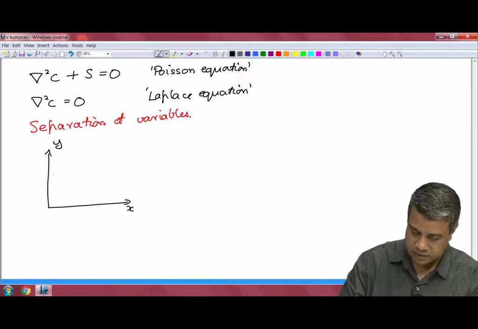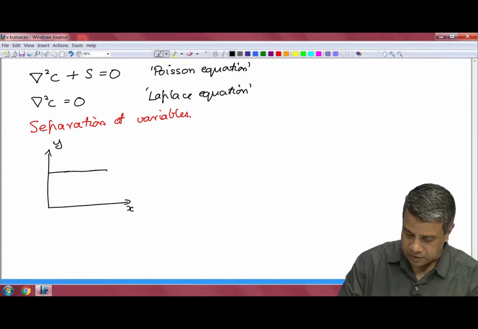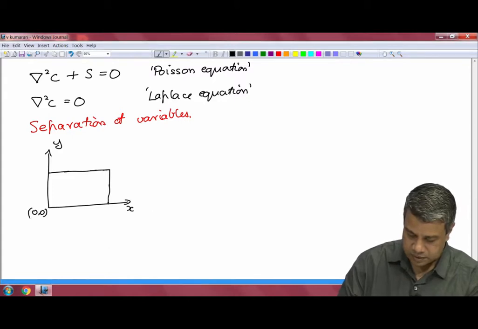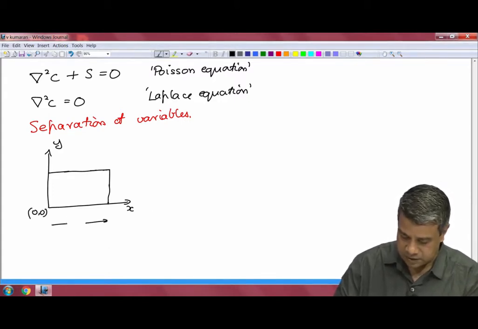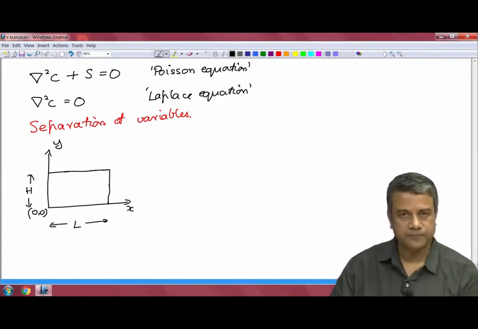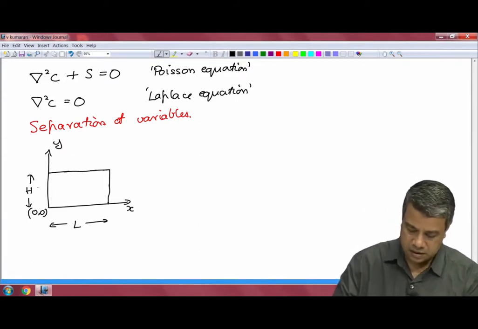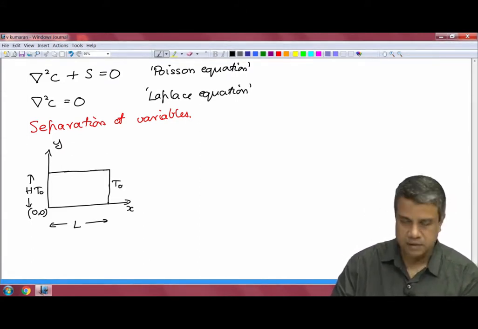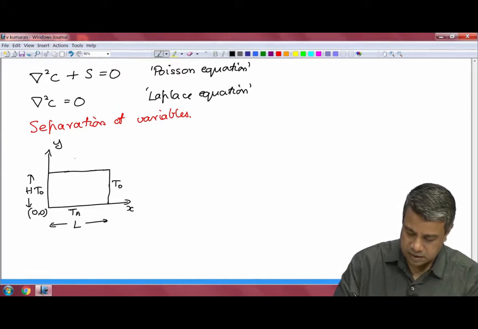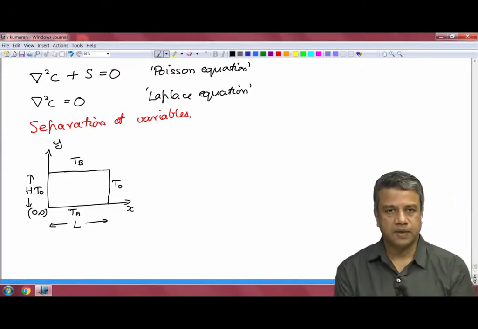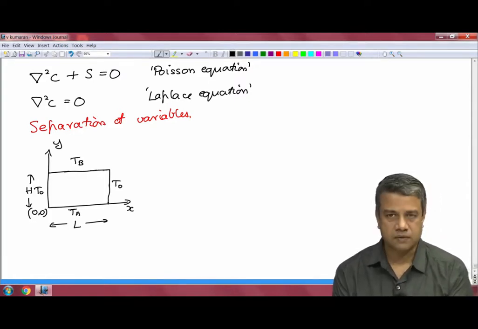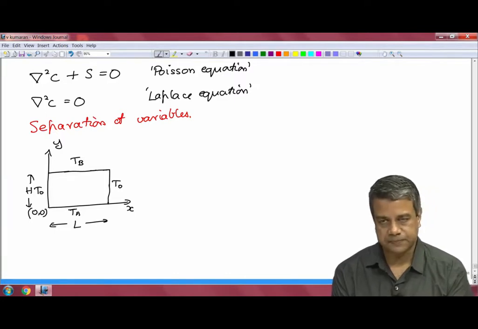x, y, okay. I have a block of solid. This is 0, 0, the origin, of length L in the x direction and height h in the y direction, at steady state, and I have temperature T0 here on two walls. I have temperature TA at the bottom and TB on top. And what I would like to find out is the temperature field throughout the domain.